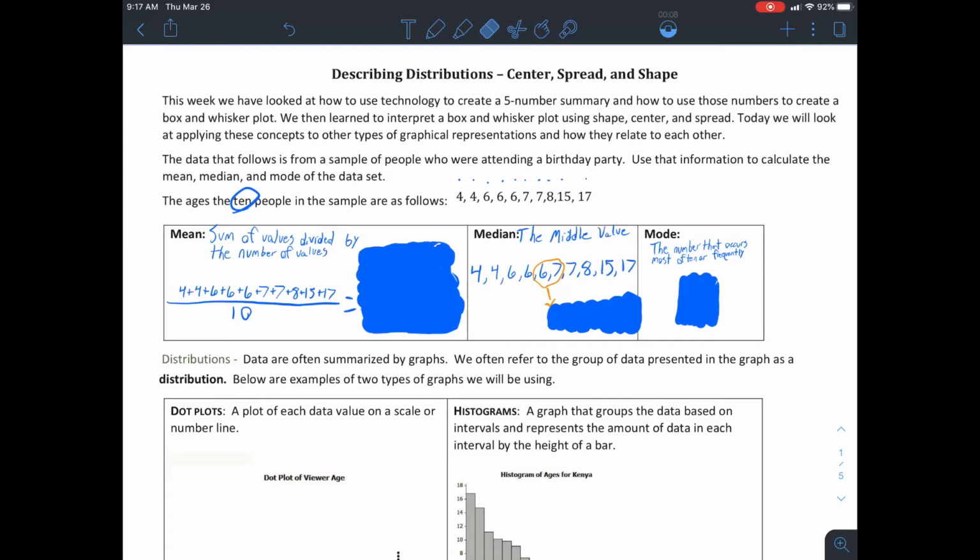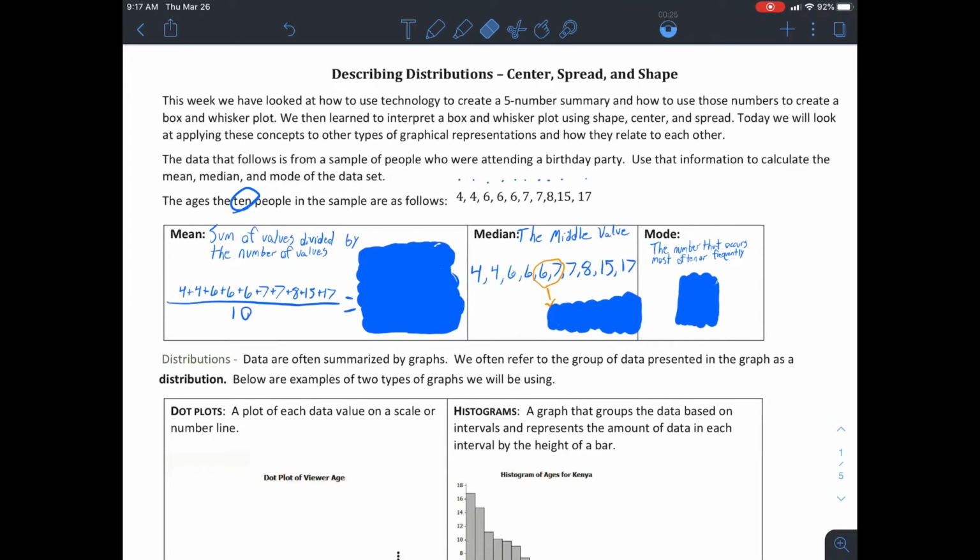All week, we've been talking about 5-number summaries, how we can use technology to find a 5-number summary, how we use that 5-number summary to create a box and whisker plot, and then we learned how to interpret box and whisker plots using shape, center, and spread.